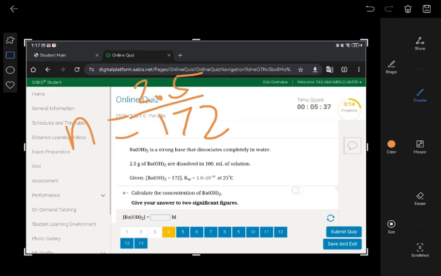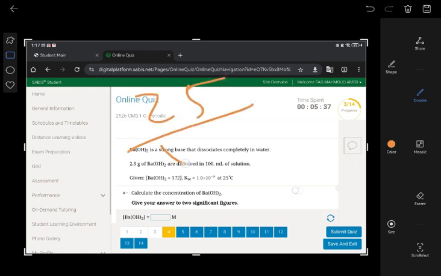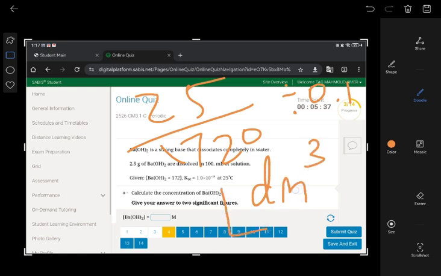And then whatever answer you get, I'm gonna keep it as a fraction because the decimal is really long. It's 25 over 1720. And then you just divide that by 0.1 because for volume it's always in decimeters cubed or liters. If it's in centimeters cubed, you have to make it decimeters cubed, and if it's in milliliters, you have to make it liters. It's just divided by 1,000.